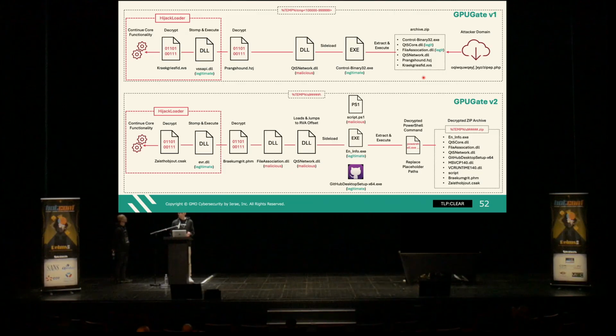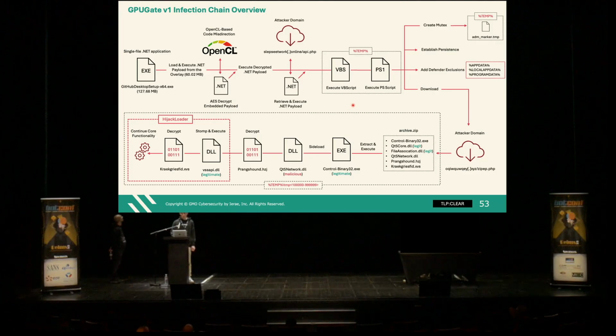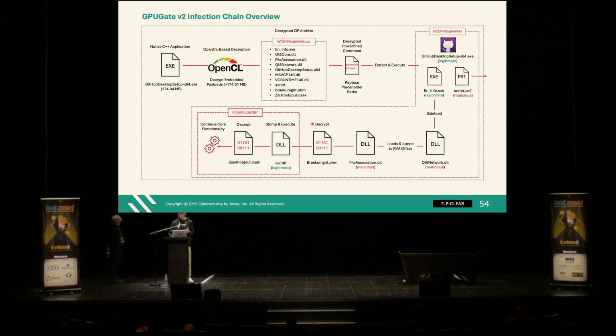So when I was analyzing this, I just grabbed the legitimate version and then diffed it against the malicious one to quickly find out the differences. That was quite helpful that they did that. Then from there, it follows generally the same process as version 1, but stomps a different legitimate DLL over here and continues HijackLoader's core functionality. These next two slides give an overview of the infection chain in both cases, so please check those afterwards if you're interested.